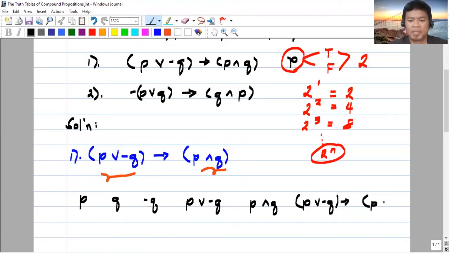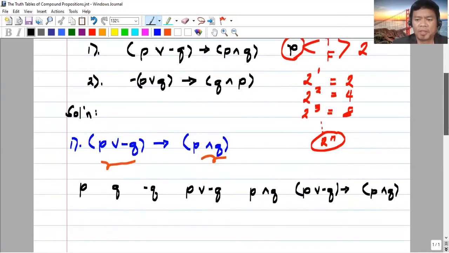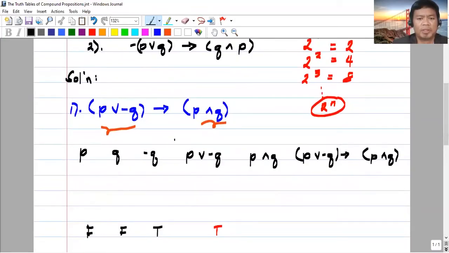P and Q. Okay, so these are the different parts of this compound proposition in which we can have their truth values as we assign the values of P, Q, and not Q. First, we have to determine the truth values of our P, in which there must be 4 rows.